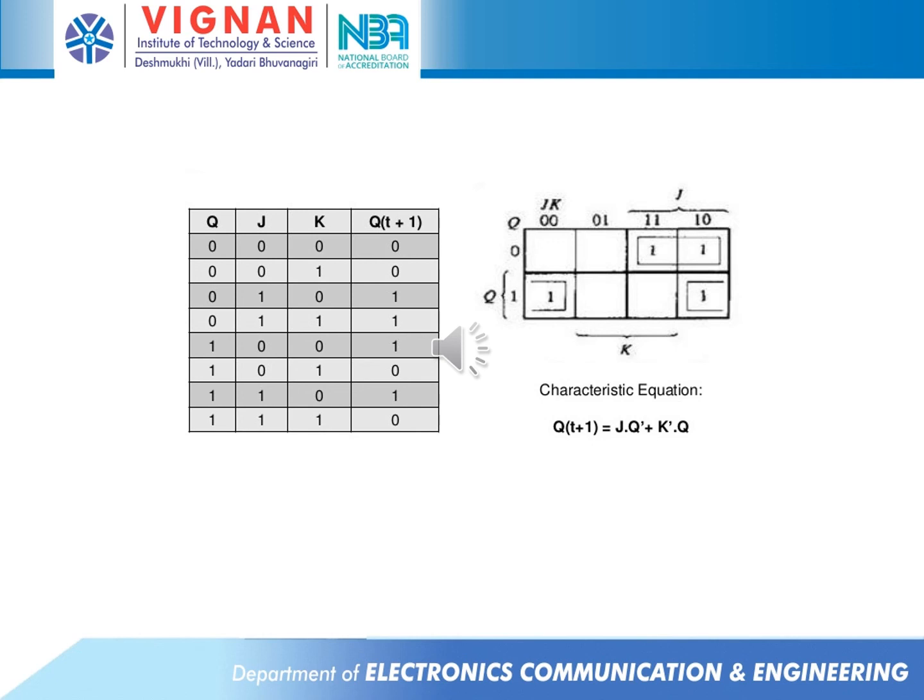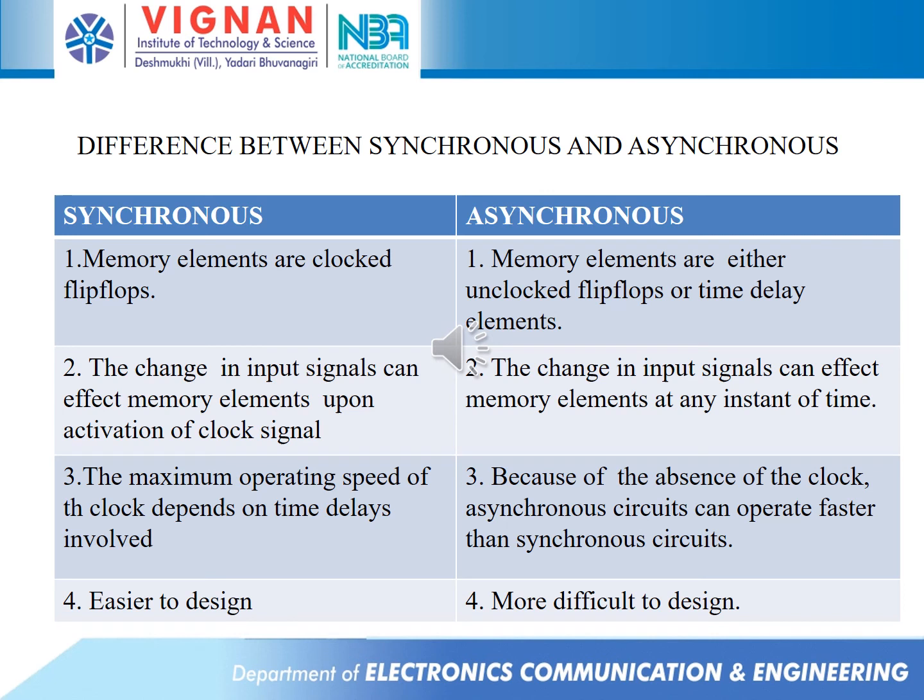If we minimize this using the K-map simplification as shown in the diagram, we get the characteristic equation to be Q(t+1) = J·Q' + K'·Q. So if we substitute any of the inputs and any of the present states in this equation, we can get any of the next states. And this is called the characteristic equation of the JK flip-flop.